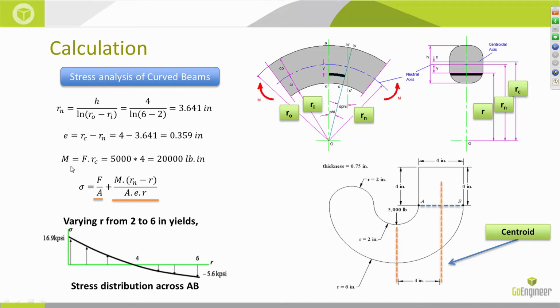Finally, M stands for the moment by virtue of the 5,000 pound load. The moment is calculated about the centroid. Using this moment and specifying it as a function of r, we get the bending stress. Varying this r from the inner fibers to the outer fibers, in our case from 2 inches to 6 inches, yields different stress distributions across the line AB. Please feel free to take a screenshot of this slide and write to me if you have any questions about this.